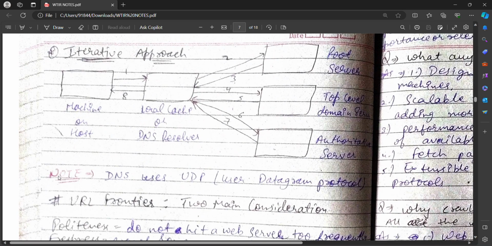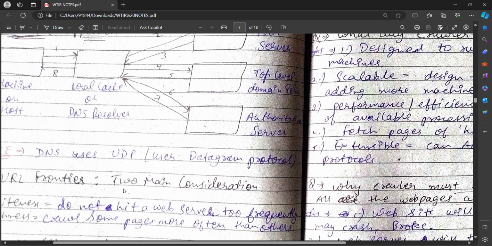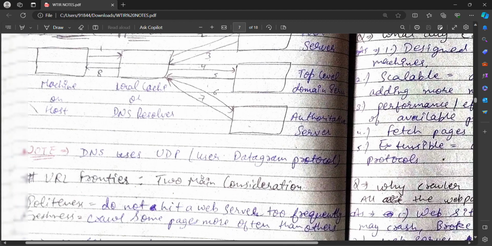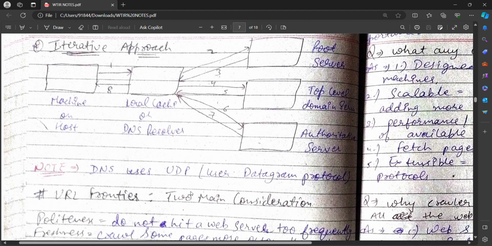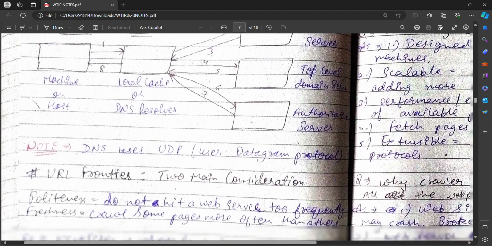Okay, now here comes the note, and that is the main important thing. DNS basically uses the UDP protocol. UDP is the User Datagram Protocol. Here datagram means the data packets in which the data is sent. So DNS, that is the Domain Name System, uses a protocol known as UDP, that is User Datagram Protocol. This you should know. And if you write this in your exam, it will make a great impact on the examiner.